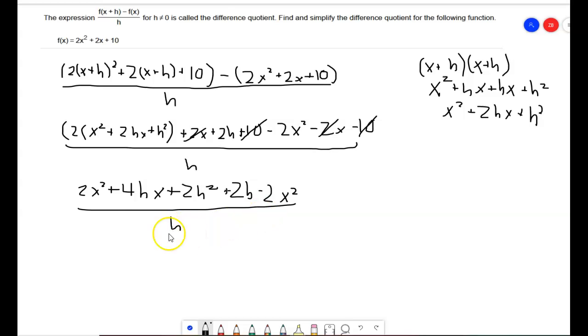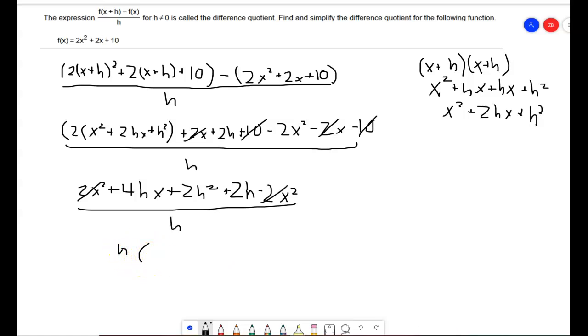Let's see if there's anything else we can cancel out. Oh look, I have a positive 2x squared and a negative 2x squared. This right here is an h; I don't think I drew that too well, so let me make that a little bit better. It doesn't look like anything else is going to cancel out, but I can factor an h out at the top. I'm going to pull an h out because there's an h in each one of those terms.